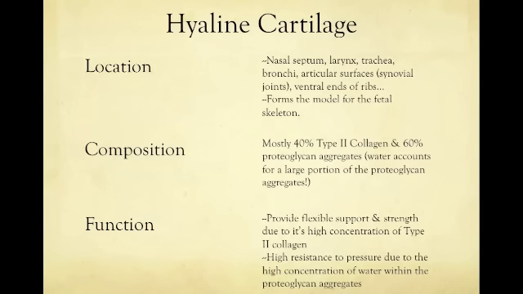This type of cartilage contains mostly proteoglycan aggregates, and the rest of the matrix is formed by type 2 collagen. Proteoglycan aggregates, if you remember, are composed mostly of water, which allows cartilage to be very flexible. Hyaline cartilage also provides strength and has a high resistance to pressure, and all of this is due to the high concentration of water. So water makes up about 60 to 90% of hyaline cartilage.